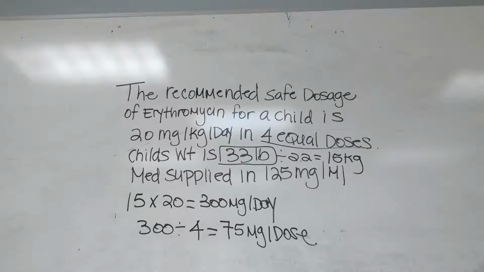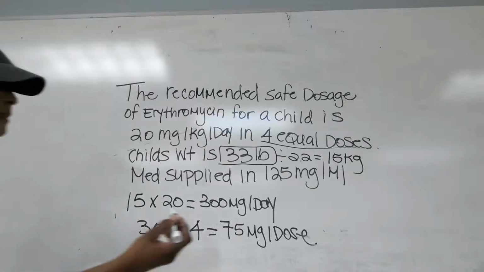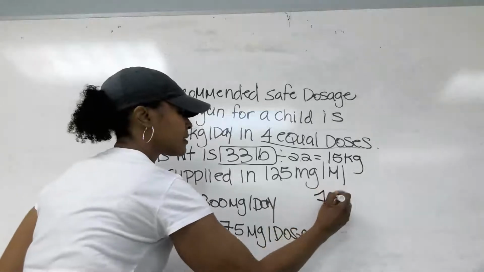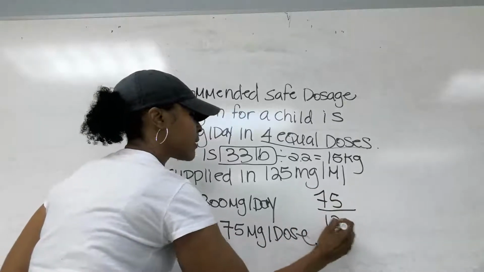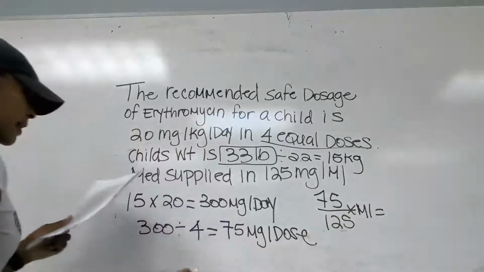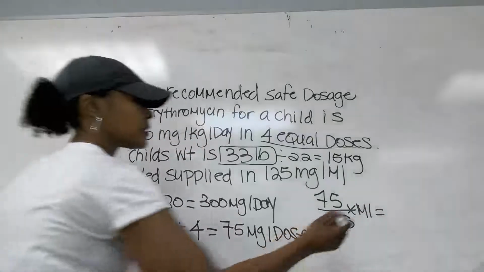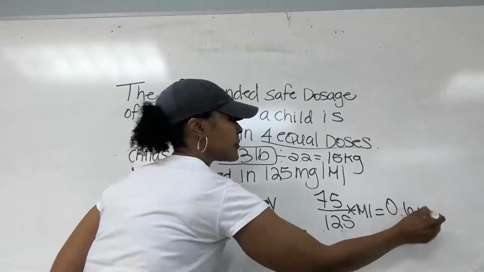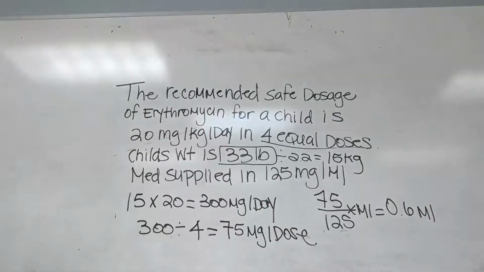How many milliliters will we administer? What's the setup? 75 divided by 125. That's right. So now we take our 75 divided by 125 times milliliter, and that gives us 0.6 milliliter is the answer.